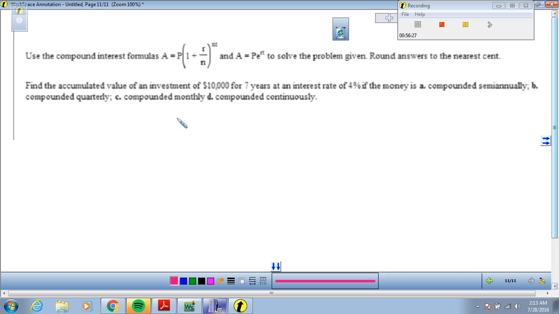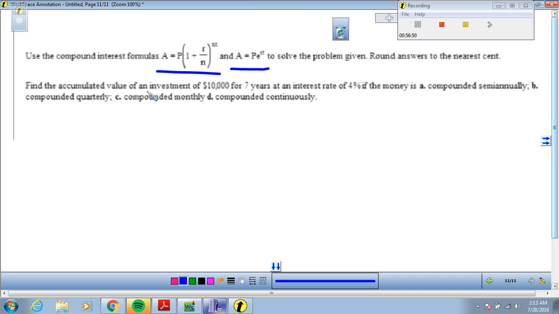So moving on, use the compound interest formula: A equals P times 1 plus R over N, raised to the N times T. These two N's are the same N, by the way. So whatever value you put in one N, you also put in the other one. Use the compound interest formulas to solve the problem given. Round the answers to the nearest cent.